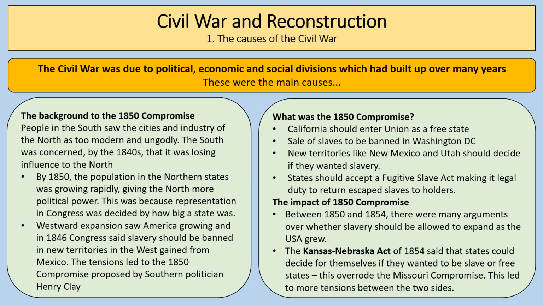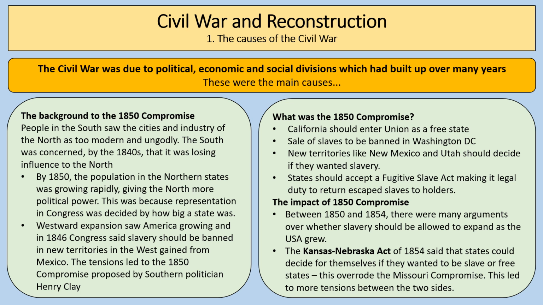Now, in the 1850s, there are some important things to know about in terms of what's called the 1850 Compromise. So just a bit of background to something called the 1850 Compromise, and this is different from the Missouri Compromise, which you'll have learned about before. People in the South saw the cities and industry of the North as too modern, ungodly. The South was concerned that it was losing influence to the North by the 1840s. By 1850, the population in the northern states was growing rapidly, and that gave the North more political power. And that's because representation in Congress was decided by how big a state actually was.